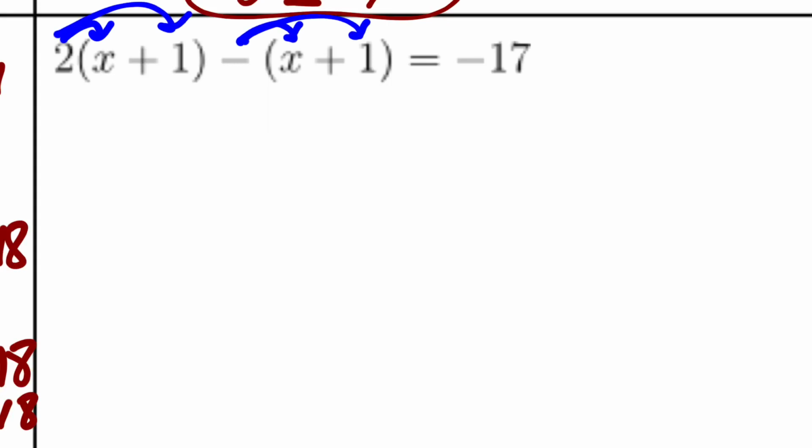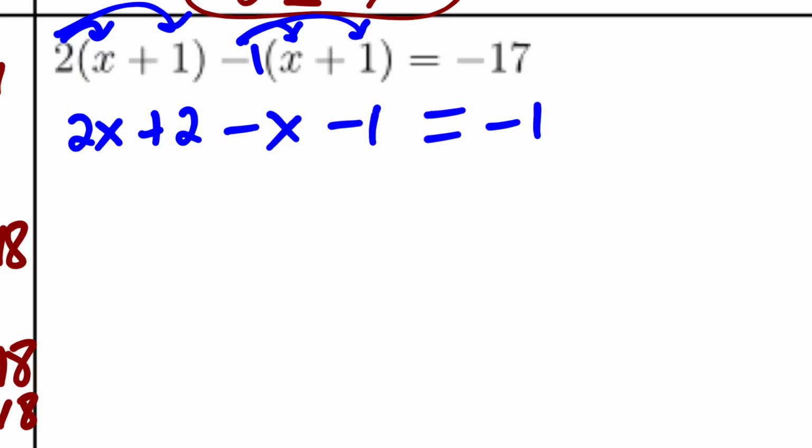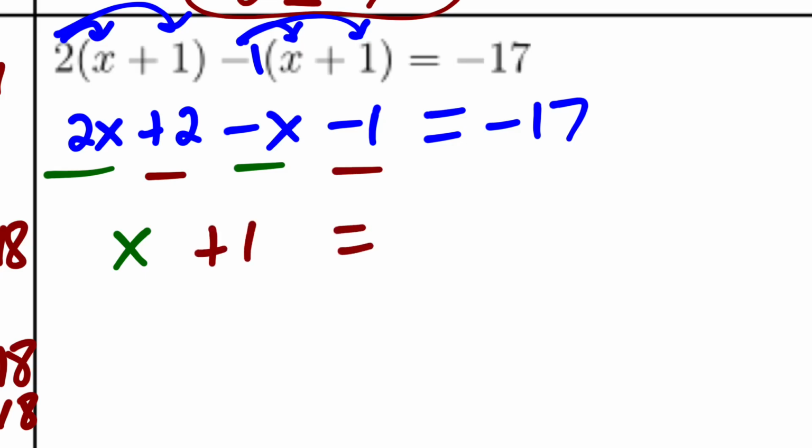For this last one, the first thing I do is distribute. When there's a negative there, that's like distributing a negative 1. So I have 2x plus 2 minus x minus 1 is equal to negative 17. I'm going to combine the x terms on the left. That gives me x. I'll combine the number terms on the left. That gives me plus 1. I can subtract 1 from both sides, and I have x is equal to negative 18.